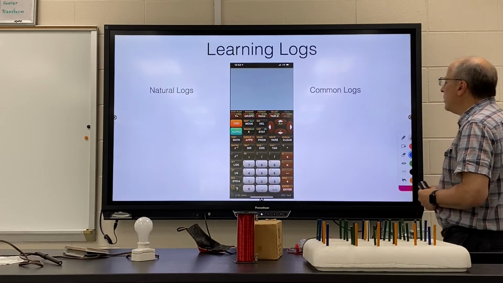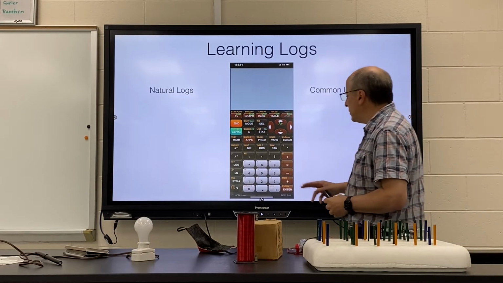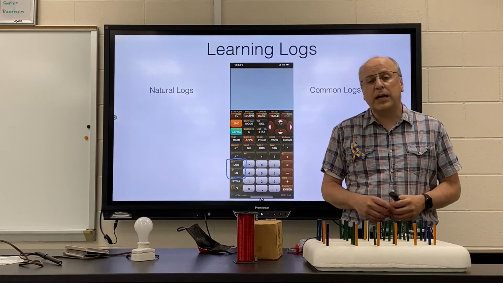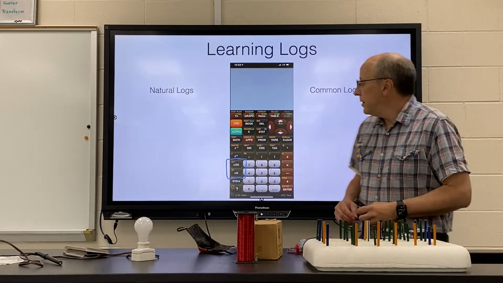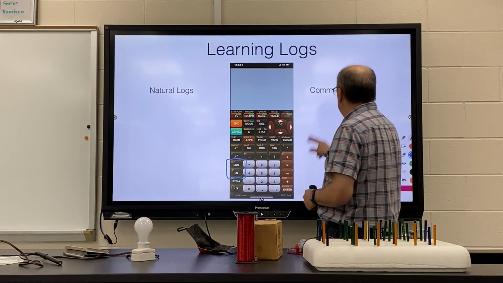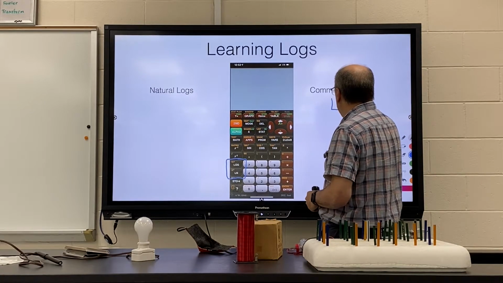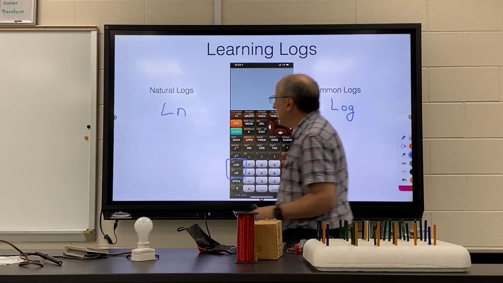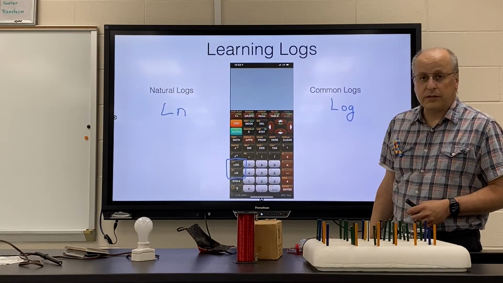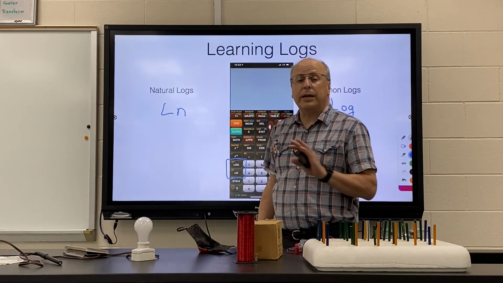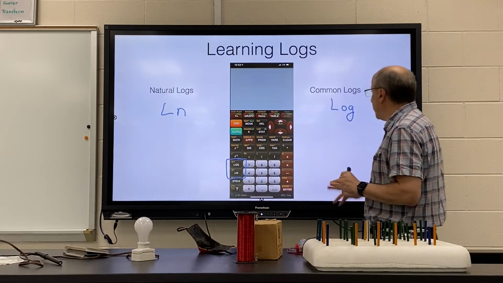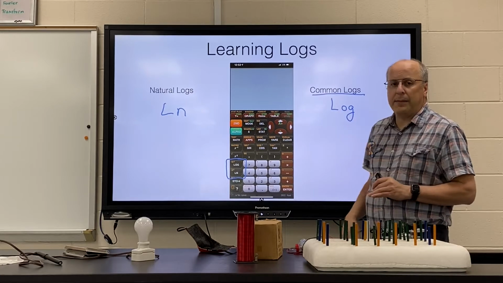The first thing you should know about logs is there are 2 types. You'll find both of them on most scientific calculators. There is the log, that's common logs. You'll also see an ln, that is for natural logs. Natural logs are incredibly important in lots of different areas, but for decibels, it's based off of common logs.